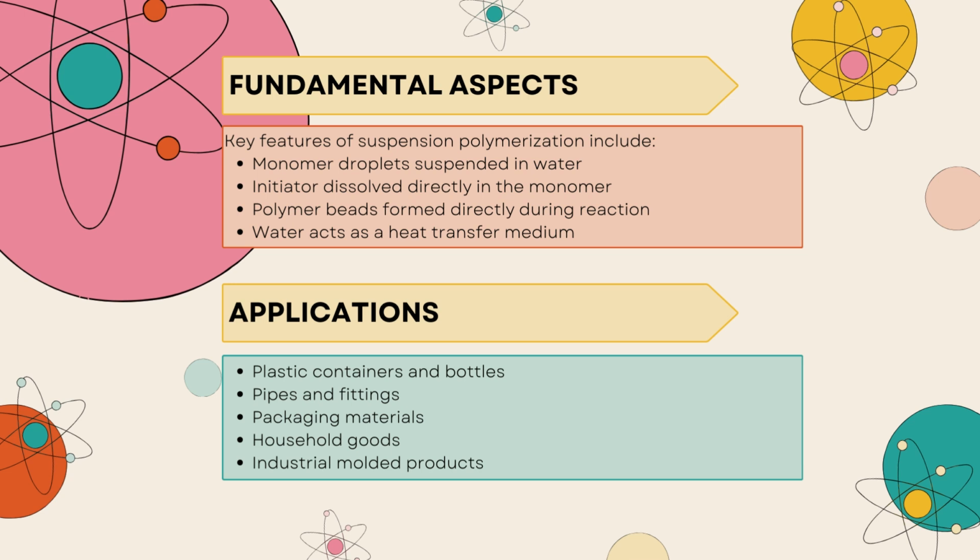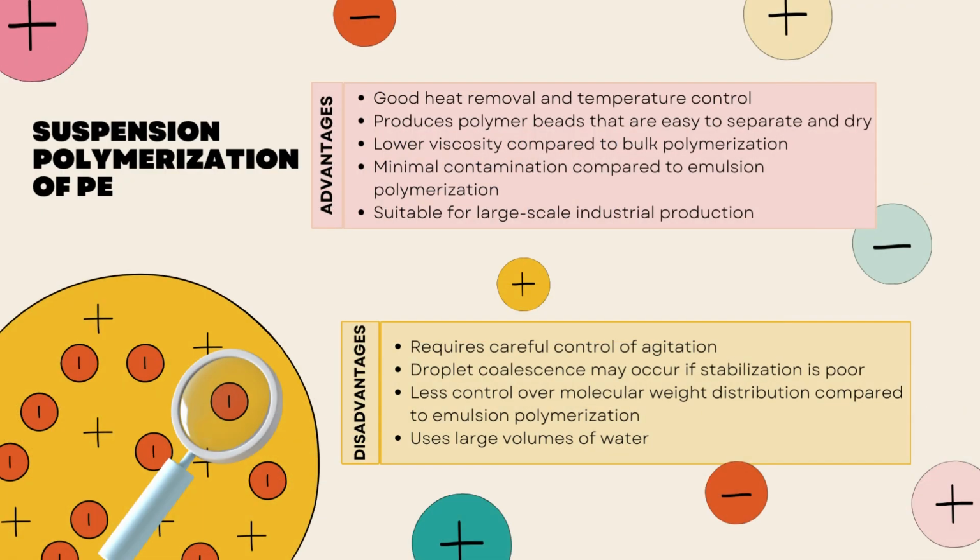So for suspension polymerization, we have the fundamental aspects. The key features of this polymerization include monomer droplets suspended in water, initiator dissolved directly in the monomer, polymer beads forming directly during the reaction, and water acting as a heat transfer medium. For application, it is used in plastic containers and bottles, pipes and fittings, packaging material, household goods, and industrial molded products.